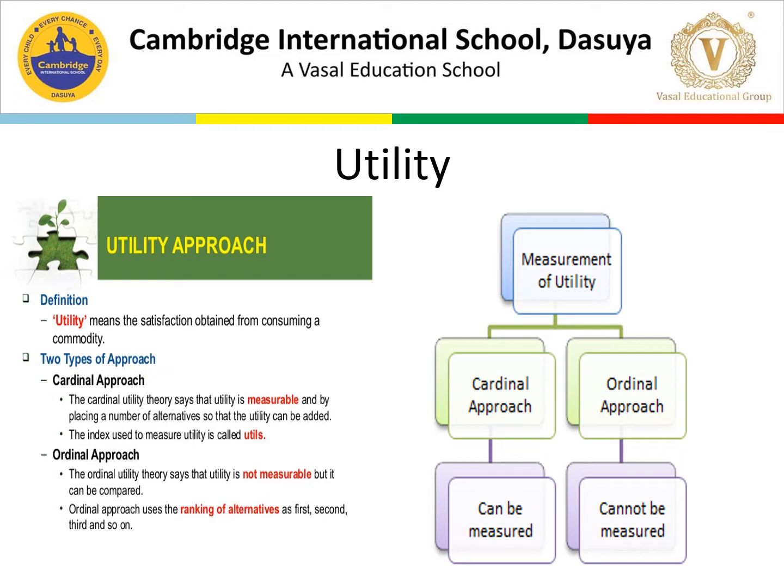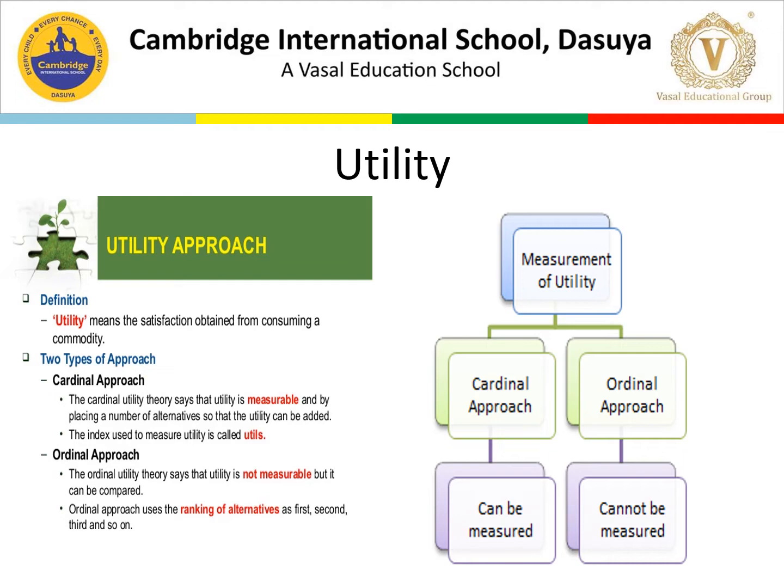Cardinal approach means something that is measurable. If we are able to find the value of a commodity in terms of utility, which is measurable, which can be in the form of 1, 2, 3, or which is countable, we call that the cardinal approach. And that which cannot be measured or counted, we call the ordinal approach.